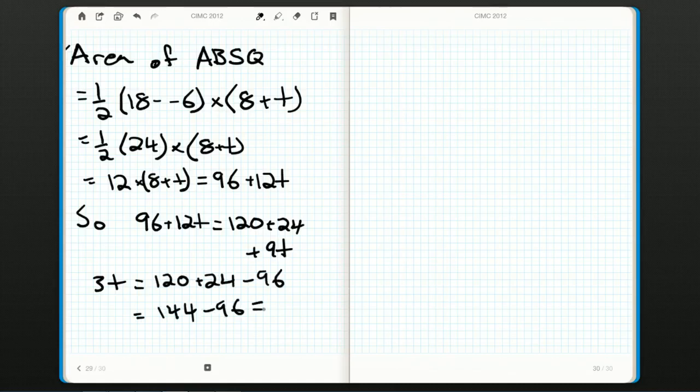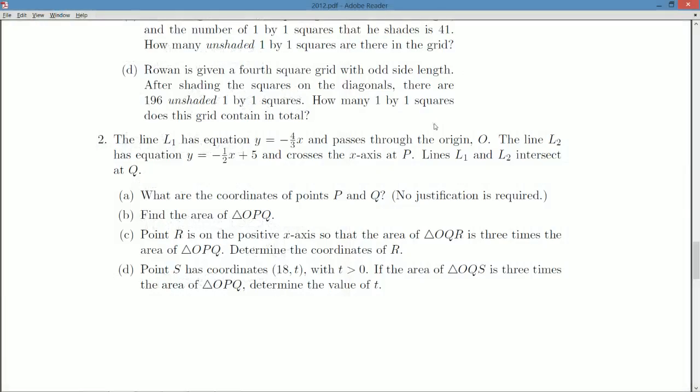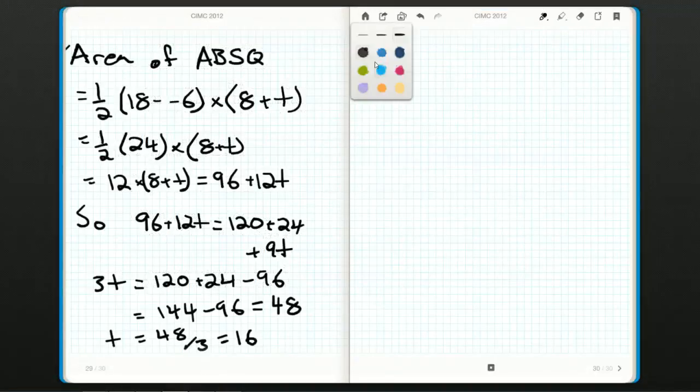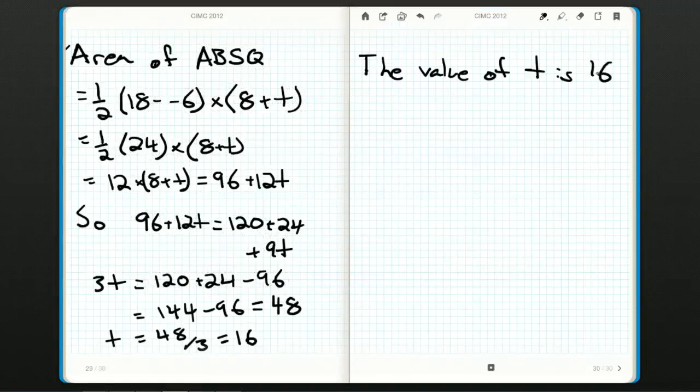Okay, and off the top of my head, I can't just do that one, so we bust out our calculator. 48, okay. So to figure out just the value of t, we divide 48 by 3, and we get 16. So what was the question asking us to do? Determine the value of t. There we go. So how about just a little statement summing things up? The value of t is 16.